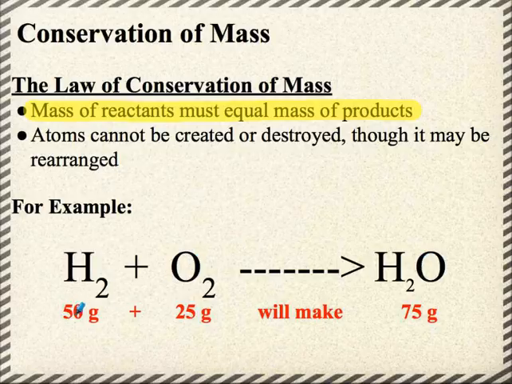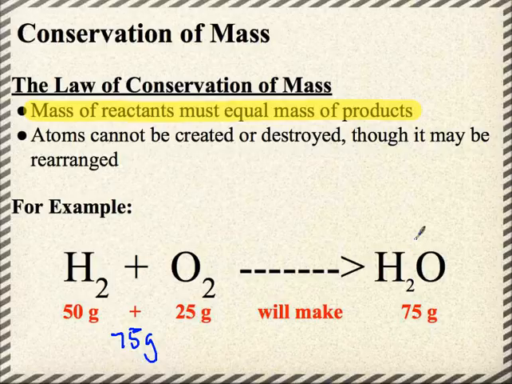So if I start off with 50 grams of hydrogen and 25 grams of oxygen, that's a total of 75 grams as the reactants. Ultimately, that 75 grams should make exactly 75 grams of water. That's what we call the conservation of mass.